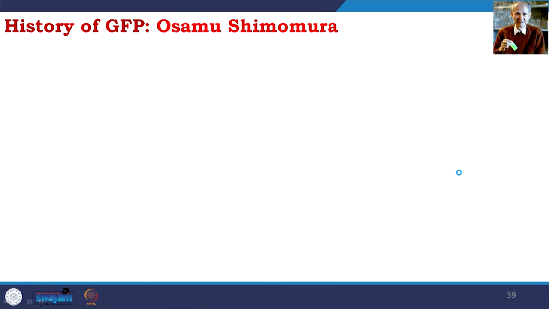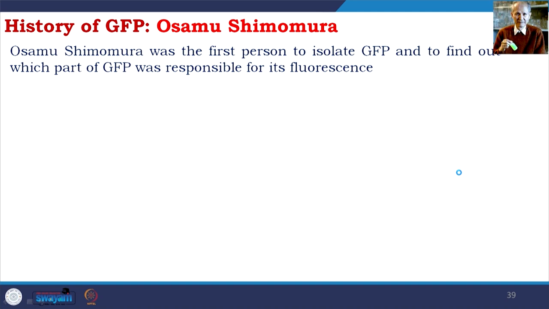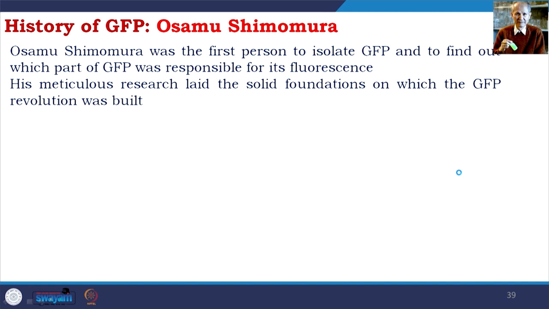If I start, I could talk about thousands of stories, but considering the limited time, I would restrict my talk to a few of the stories which you should know. And when you say GFP, green fluorescence protein, you should immediately remember the name of Osamu Shimomura, who is the father of this protein. Osamu Shimomura was the first person to isolate green fluorescence protein and to find out which part of it was responsible for its fluorescence. His meticulous research laid the solid foundation on which the GFP revolution was built.